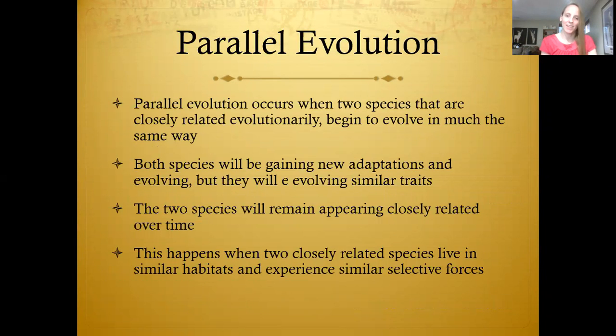And then parallel evolution is when you have two species that are semi-closely related, and then they evolve in the same way. So they're evolving parallel to one another. They start off similarly related and they end up similarly related looking. Usually it happens when somewhat closely related species end up having the same type of selective forces applied to them because they live in similar habitats.